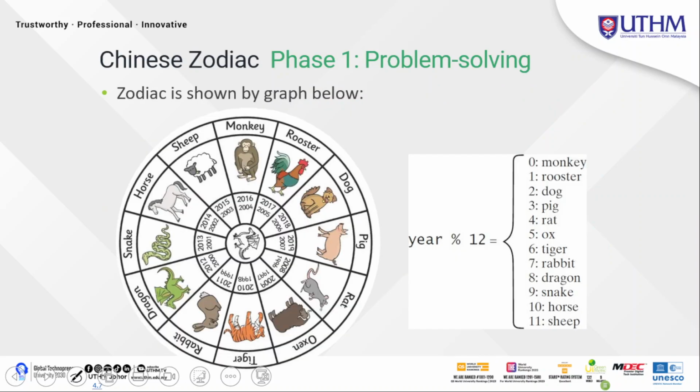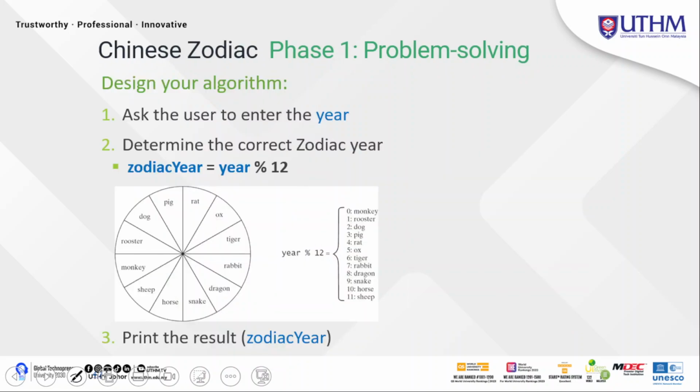So for problem solving, you need to list out all the zodiacs. And remember, the year divided by 12, you'll get 0 means you'll get monkey, 1 means you'll get rooster. The remainder, you see. So this is a modulus. When you divide by 12, the remainder is 0, and so on and so forth until 11. So ask the user to enter the year. This is how you're going to design your algorithm.